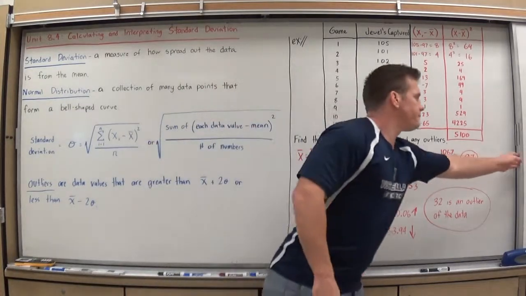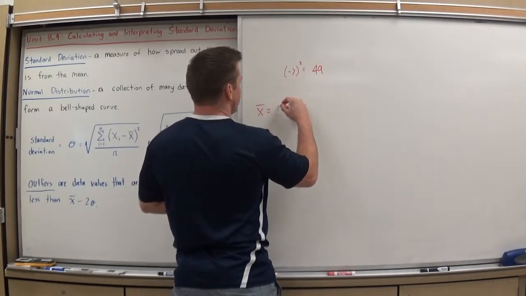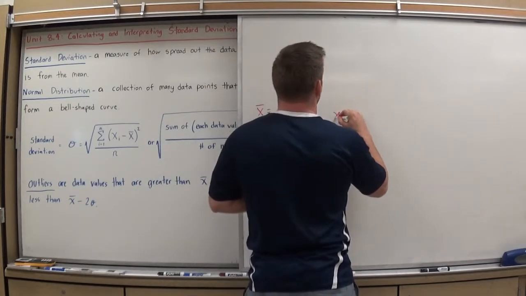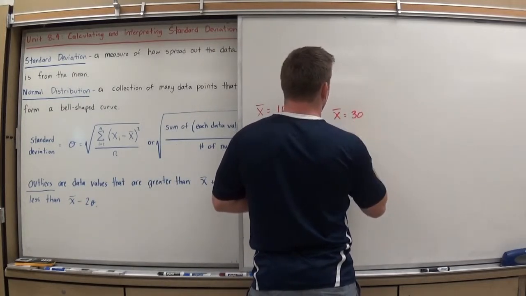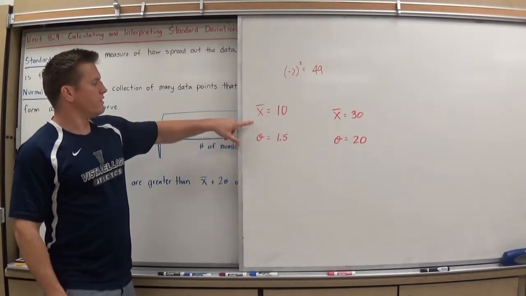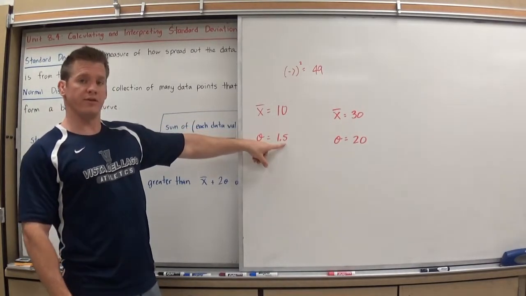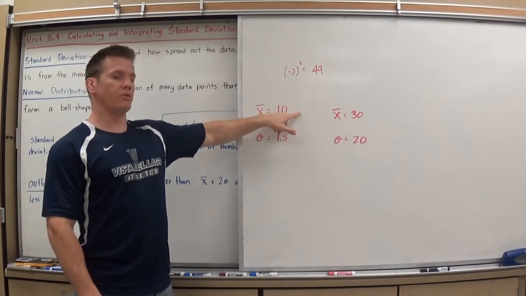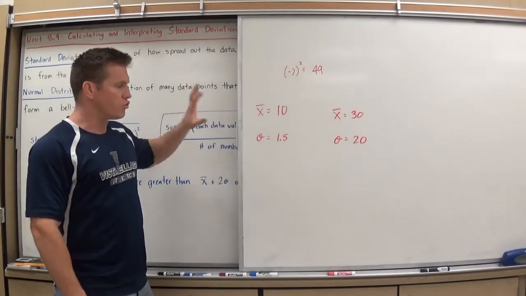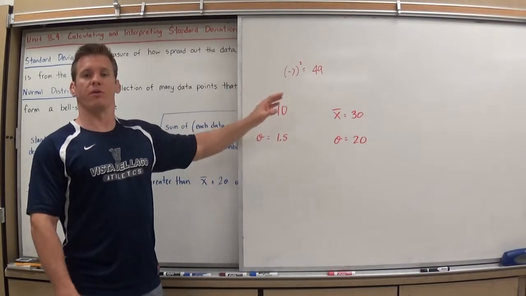So if I gave you 2 sets of data, and let's say one had a mean of 10 and a standard deviation of 1.5, and the other one had a mean of 30 and a standard deviation of 20, this data is not all that spread out, because the outliers wouldn't occur until 2 standard deviations away. So my outliers would be numbers above 13, and numbers below 7. So that means the majority of my data is right there in between, close to 10. Doesn't go much higher than 13 or 7.